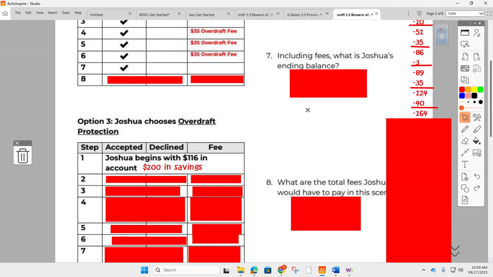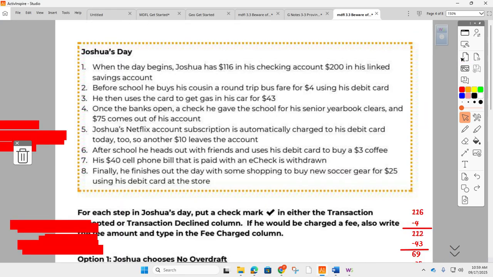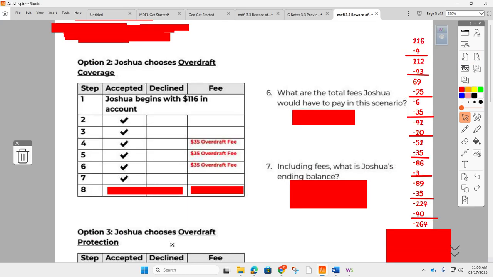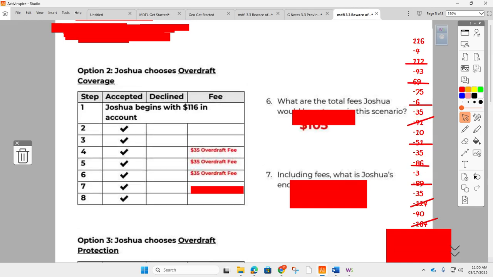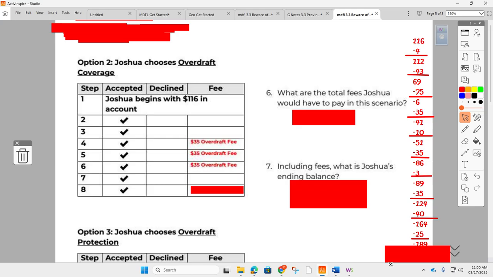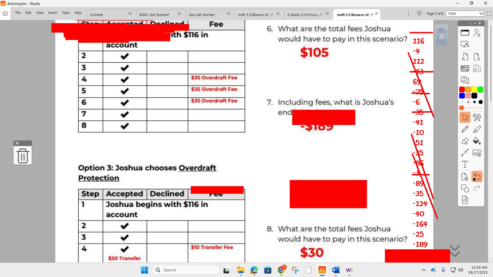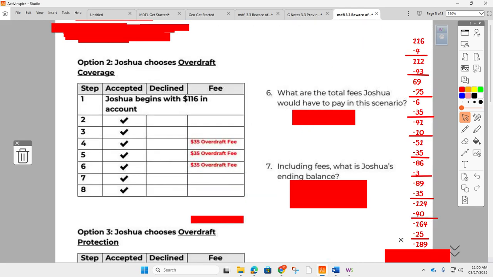And the last one, soccer gear. He's broke and he's still buying soccer gear. We've established this whole column, they will pay, whether he's got the money or not. They will take it out of his account and give him a negative balance. He's already paid 3 fees, so are they going to charge him again? No. So his final balance for option 2 is negative $189. Completing options 1 and 2 together is going to answer some of your questions when you get started. So you guys now are going to complete option 3.